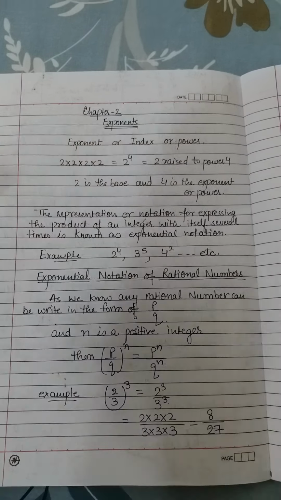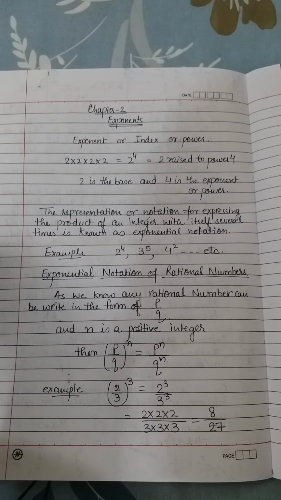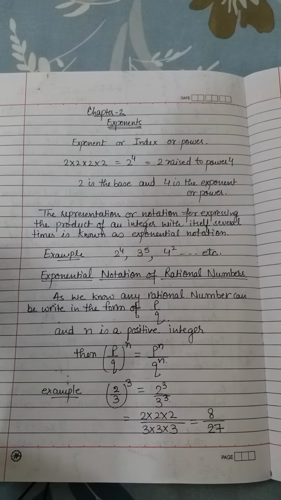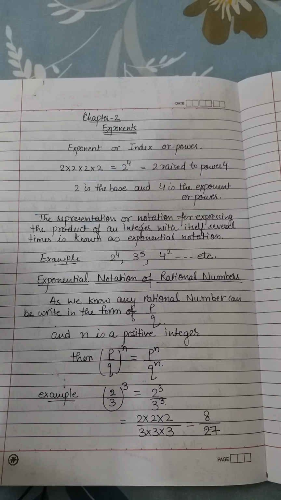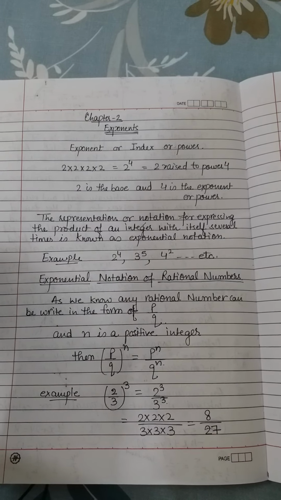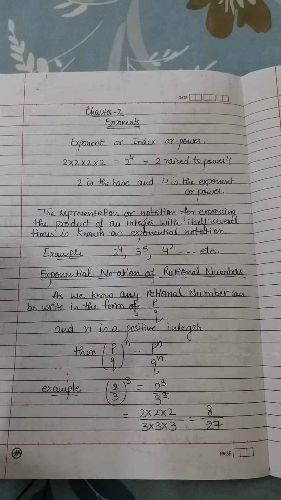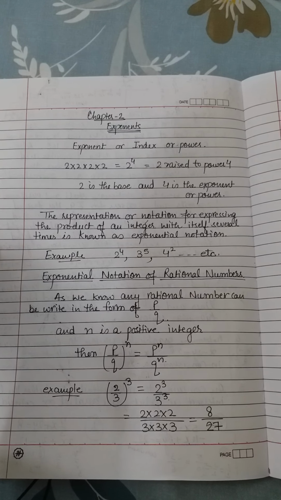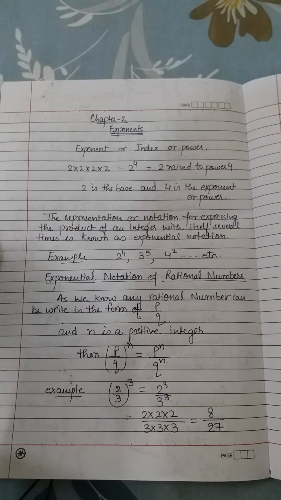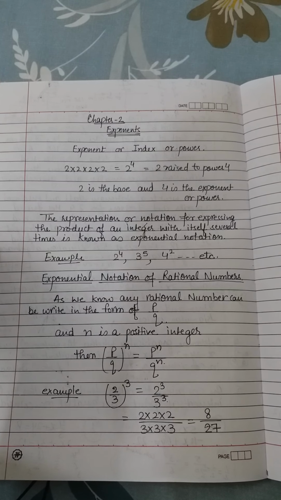Exponent or index or power. Like if we are multiplying 2 4 times, it will give us 2 raised to the power 4, where we can define 2 is the base and 4 is the power. So how can we define the exponential notation? It is the representation or notation for expressing the product of an integer with itself several times, like 2 raised to the power 4, 3 raised to the power 5, 4 raised to the power 2, etc.